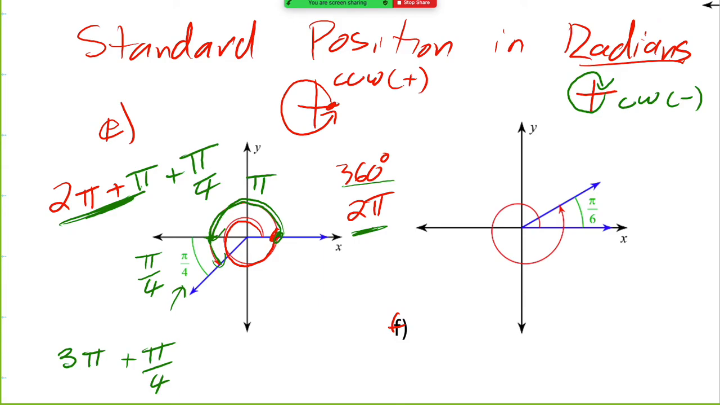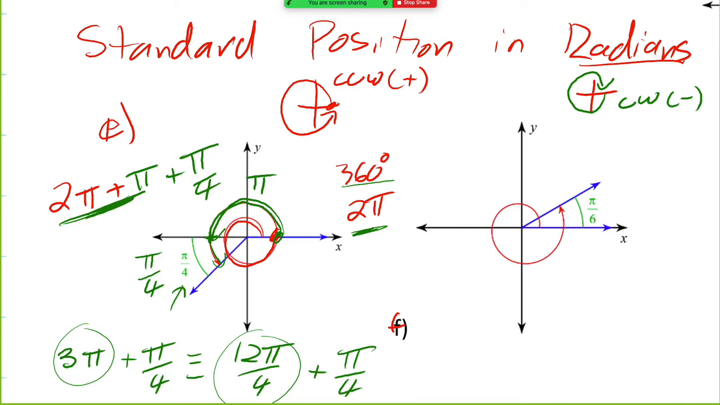And in order to add fractions, we got to make sure we have common denominators. So the equivalent to this would be actually 12 pi over 4, because 12 divided by 4 gives us 3. So we've just converted this value to a fraction we can do some addition with. And then we're going to add pi over 4. And in this case, we end up with 13 pi over 4. And it was going counterclockwise, so it's in a positive direction. So our actual measure in standard position is 13 pi over 4.